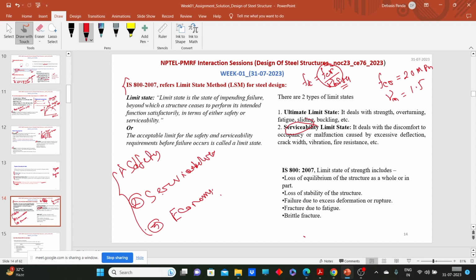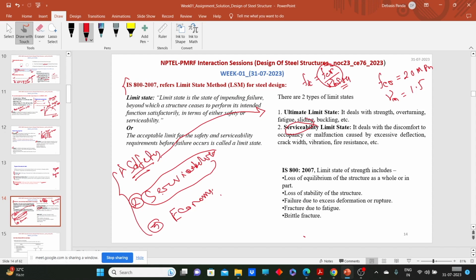So safety comes under the limit state of strength or ultimate limit state. So basically the limit state philosophy is divided into 2 parts. One part caters to the strength, safety, so more precisely the safety part. And secondly, what do we mean by serviceability? We know what we mean by safety with respect to some design. Safety means the building should not overturn, the building should not collapse, the building should not buckle during its service period.